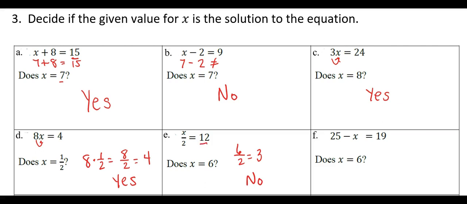And in question F, we have 25 minus x equals 19. Does x equal 6? Well, 25 minus 6 does equal 19. So yes, in this case, the x equals 6. So again, we use that solution to decide if a number can be substituted in the place of the x.